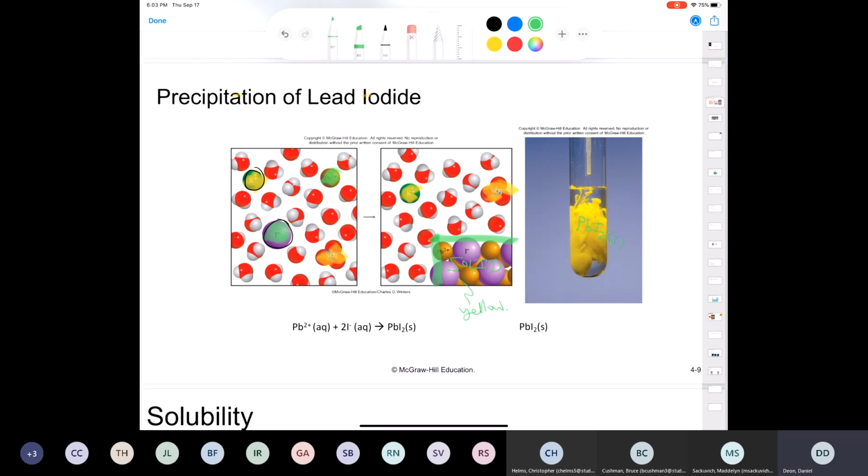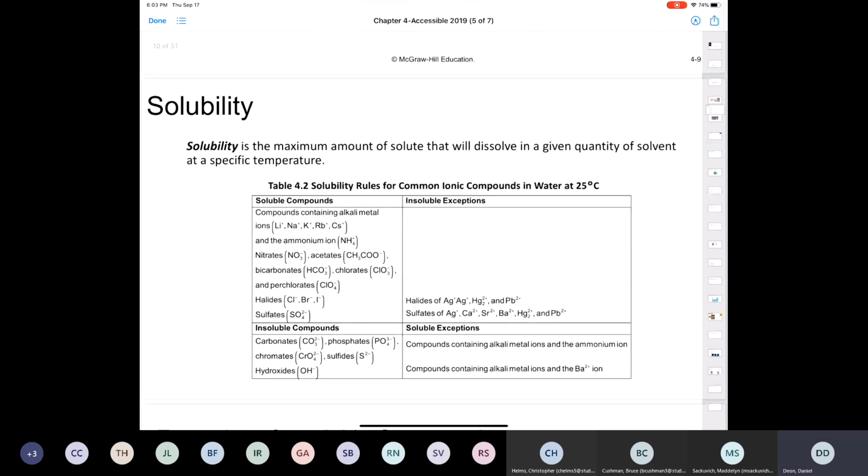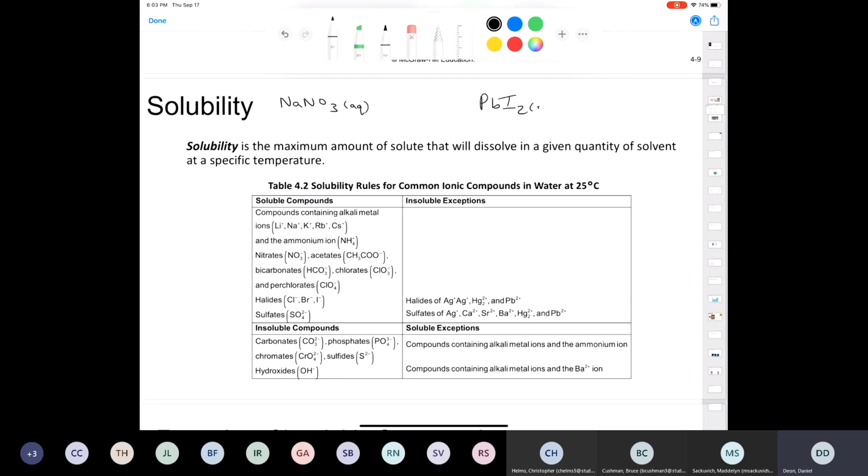Okay, now let's talk about this whole solubility thing and how do we know when something is soluble? How do we know when something's insoluble? Well, let's talk about 2 different compounds, okay? We're going to talk about sodium nitrate, and we'll talk about lead 2 iodide. If you remember from the example that we just looked at, we said that sodium nitrate was aqueous, and we said that lead 2 iodide was solid. And the way that I knew that was by looking at this table of solubility rules for common ionic compounds in water. Okay? So it says here, solubility is the maximum amount of a solute that will dissolve in a given quantity of a solvent at a specific temperature.